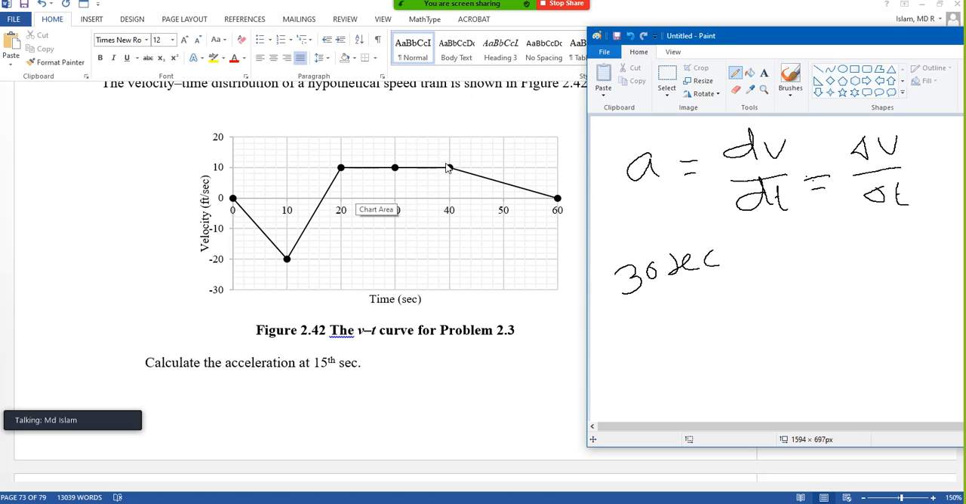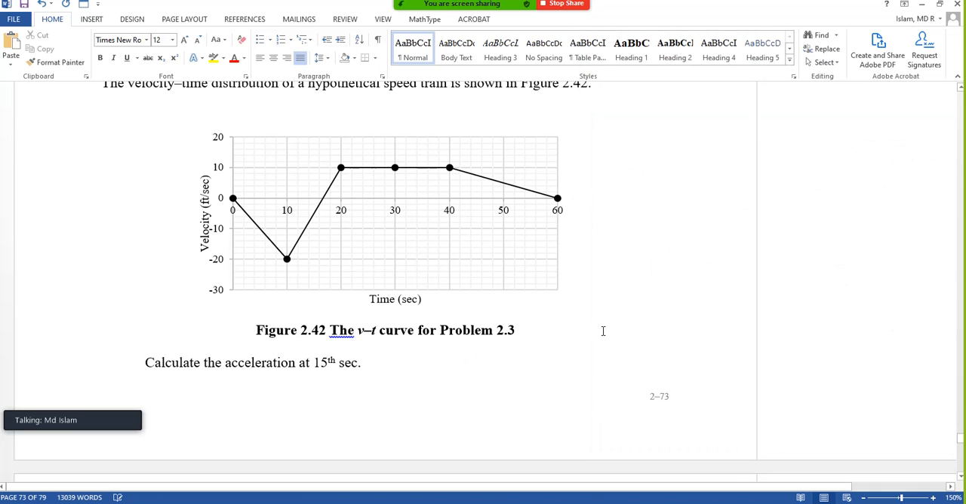You can see here it's a horizontal line. A horizontal line means no slope. That means my v is not changing. There's no change in velocity, so divided by time doesn't matter. So it is zero. At 30 seconds, and even just after 20 and just before 40, all the way 25, 27, 31, 35, everywhere my acceleration is zero. Hopefully you understood.